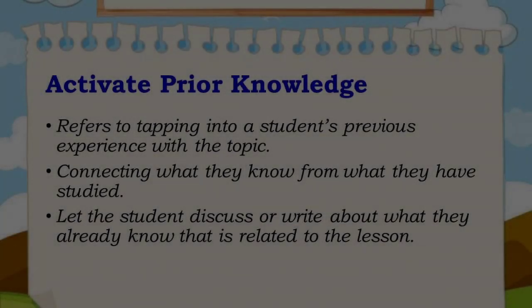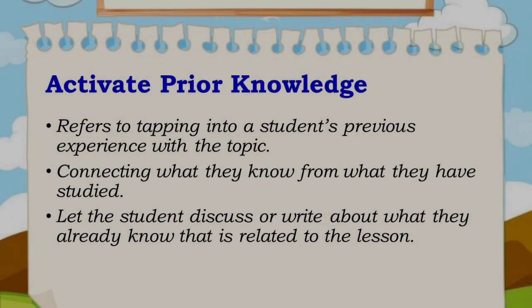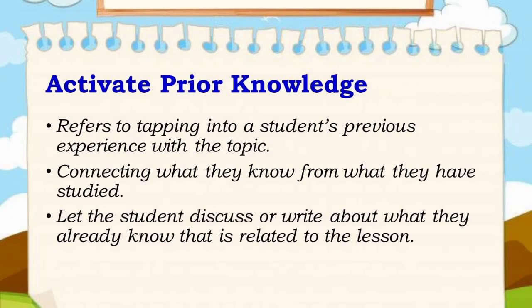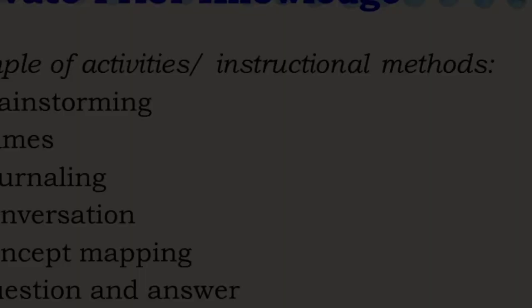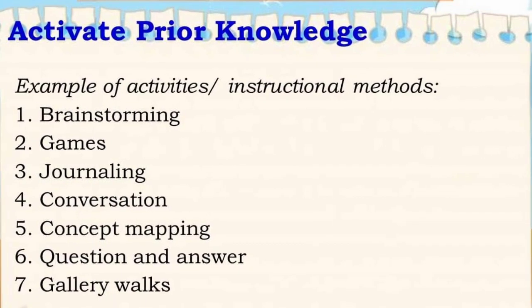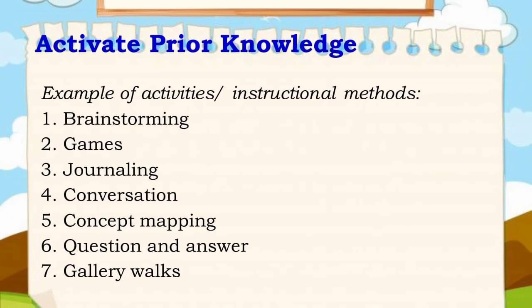Activate prior knowledge, also known as the activity. It refers to tapping into students' previous experience with the topic, connecting what they know to what they have studied. It lets the students discuss or write about what they already know that is related to the lesson. Here are some examples of activities or instructional methods that can be used for the activity part.